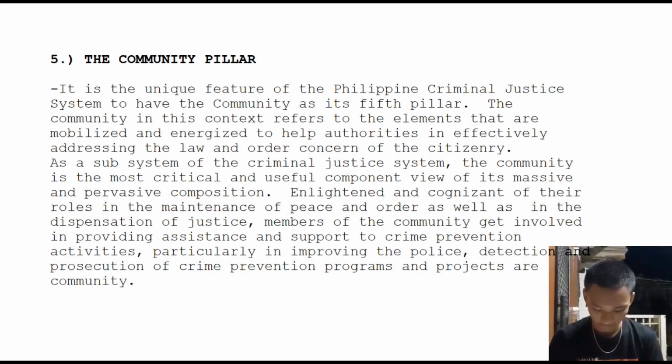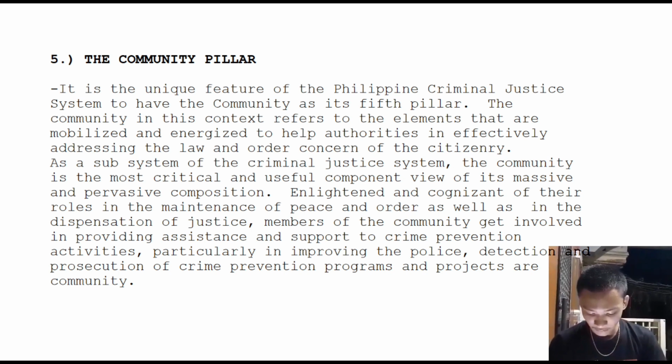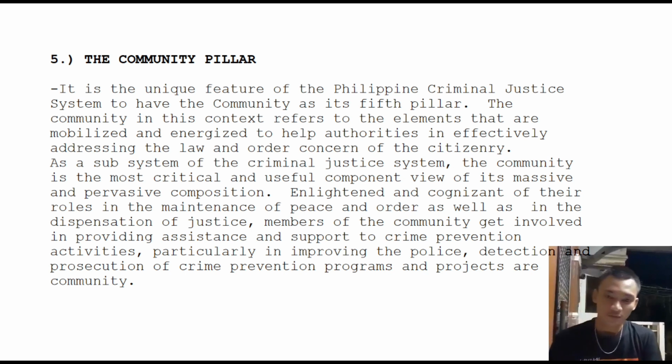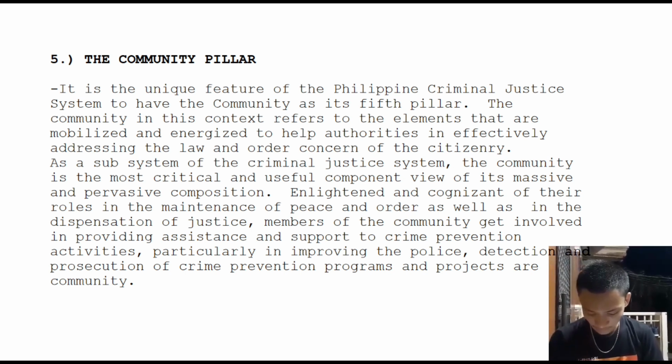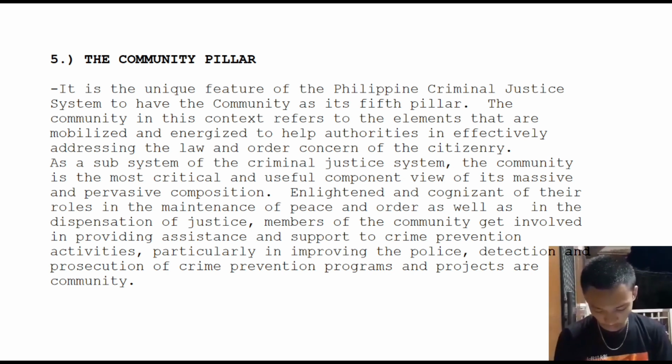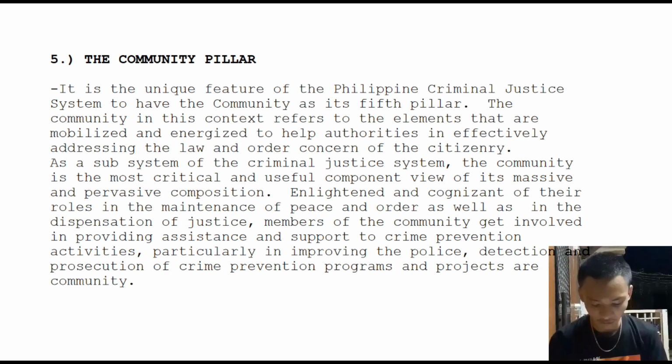The fifth pillar, the community. What is community? The community is viewed to be an integral part of the criminal justice system in the Philippines, and has been so recognized in that it is the fifth pillar of the criminal justice system. When we say the community, it refers to the various institutions such as family, church or religious organizations, educational institutions, private organizations, and the like.